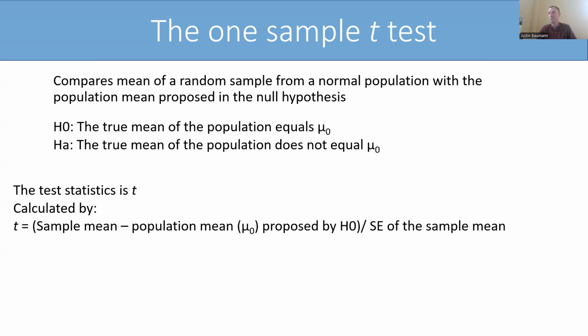Compares the mean of a random sample from a normal population with the population mean proposed in the null hypothesis. So does our random sample mean equal our proposed mean? Yes or no, basically. The H naught, the null hypothesis, is that they are equal. So then we do this. For our test statistic, we say T equals the sample mean minus the population mean proposed by the hypothesis, divided by the standard error of the sample mean. Okay? Let's do it.